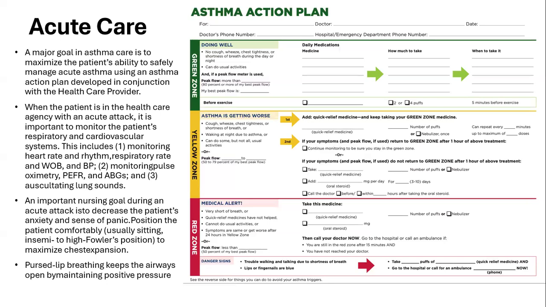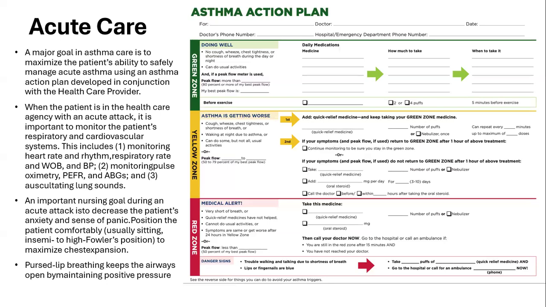Here is the asthma action plan that you can see in the picture. It is really, really important for the patient with asthma to be able to go through this plan well. There are three zones: the green, yellow, and red zones, and they have to be able to identify their own condition, whether they are doing well with no cough, no chest tightness, and so on. And they have to know what kind of daily medication they should take to maintain their asthma.